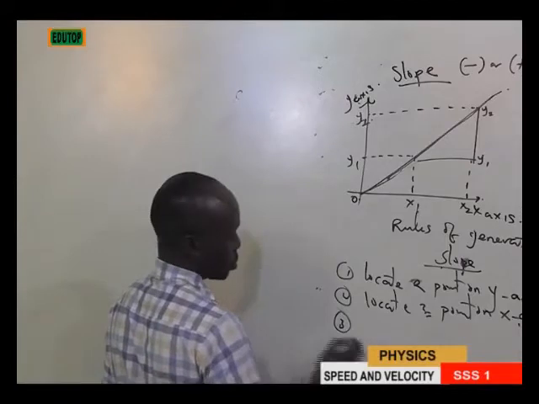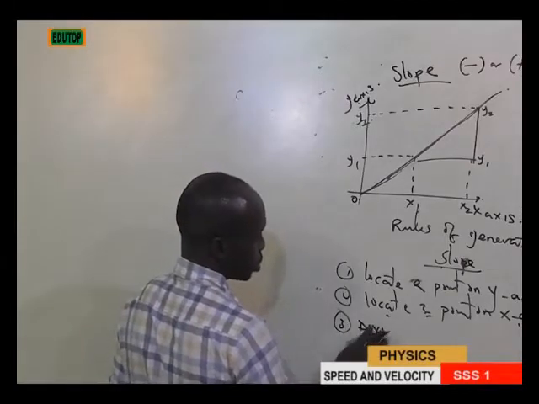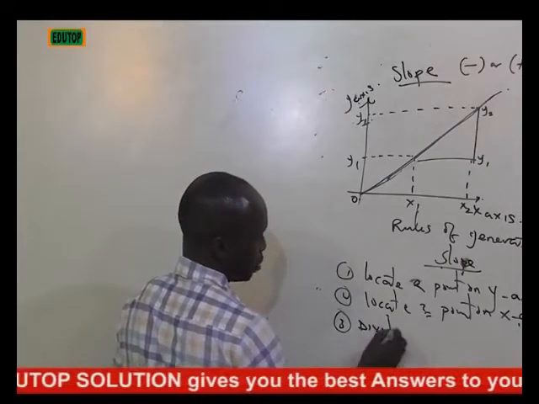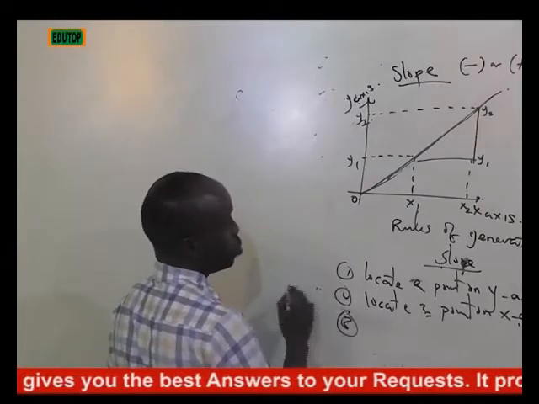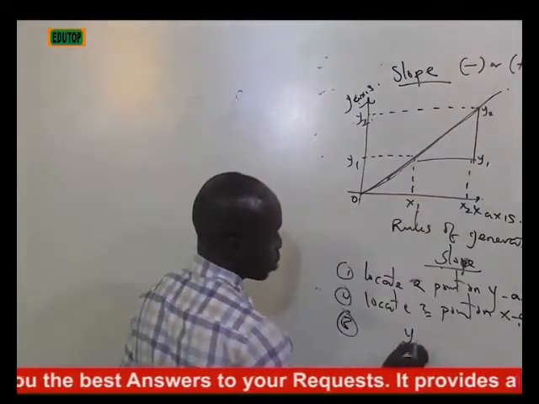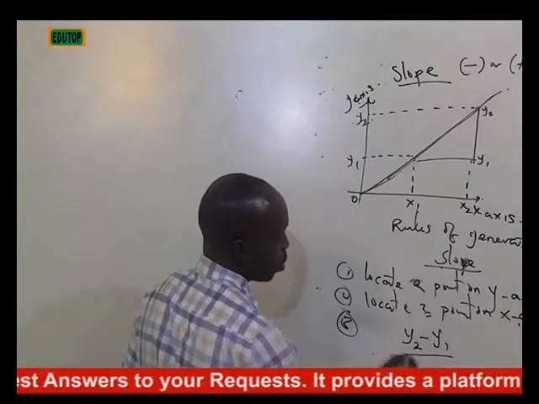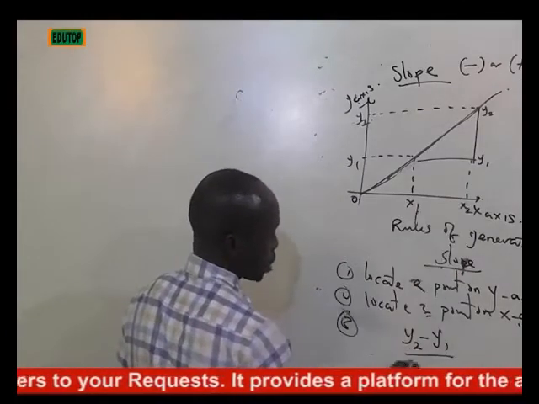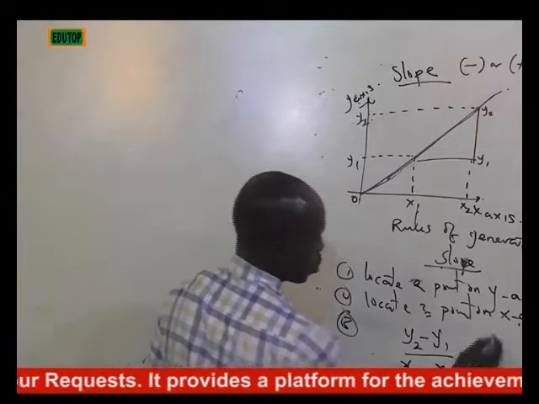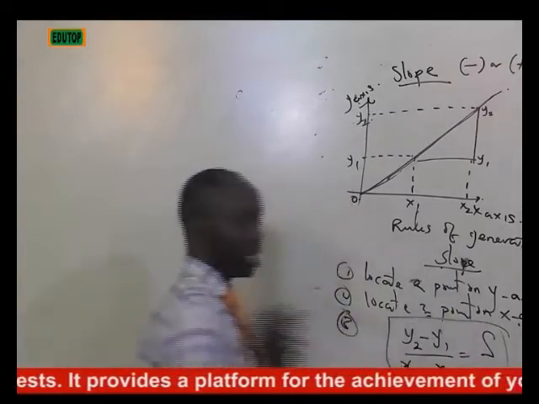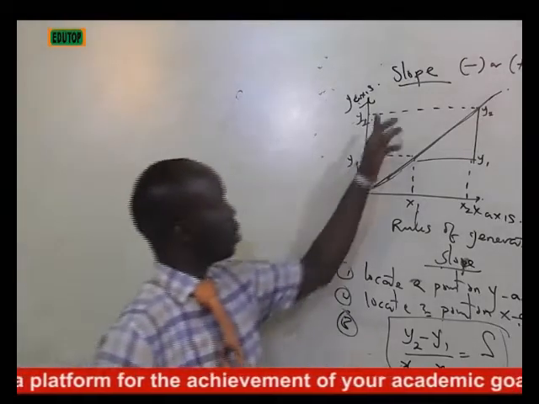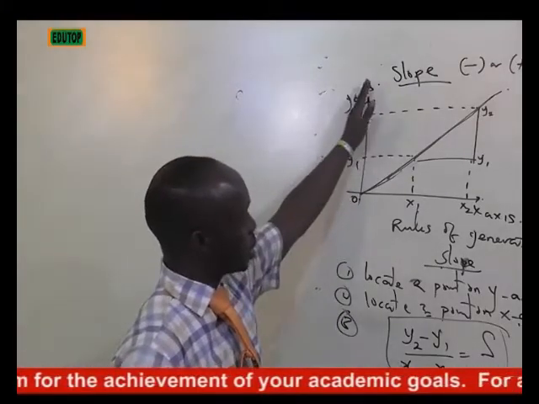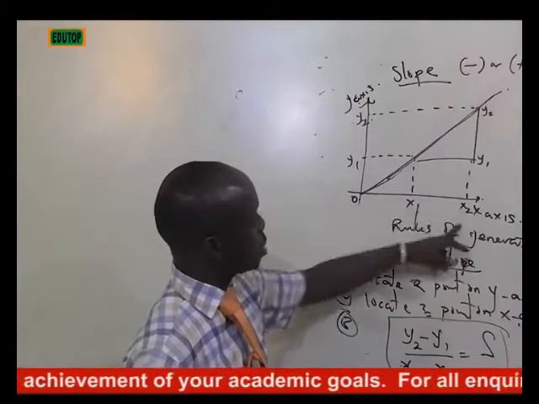What do you get? Point 3 is what? Divide, or let's just do it this way. This is the third thing you do. Bring out, you now subtract y2 minus y1 all over x2 minus x1. This is just what we call slope. Very easy, very straightforward. You just locate the 2 points on the y-axis. You understand? On the x-axis, locate your 2 points.